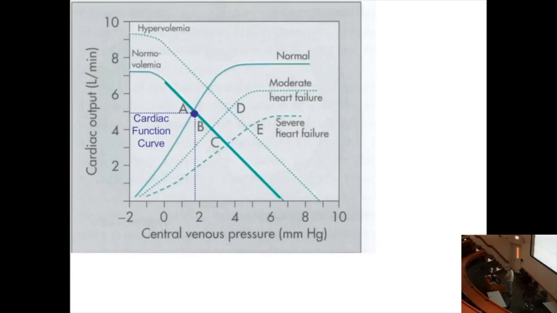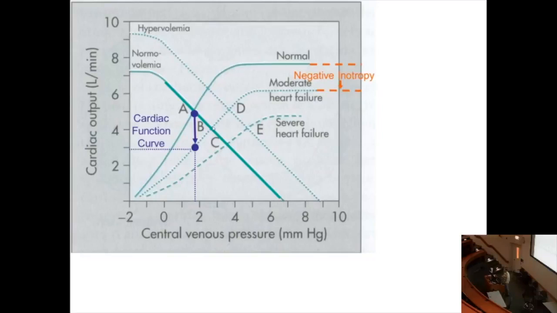Here we have a cardiac function curve and a vascular function curve. And we have a moderate heart failure. Cardiac output drops because at the same filling, I have a decreased stroke volume. Okay? That's what you'd expect. And your cardiac function curve, your Starling curve, shifts downward, just like you would expect. That's the way we drew it up.